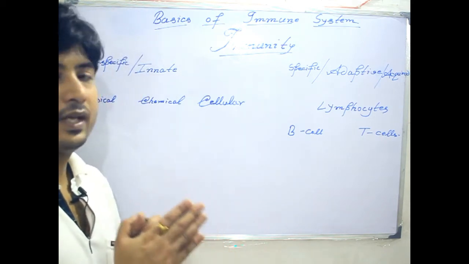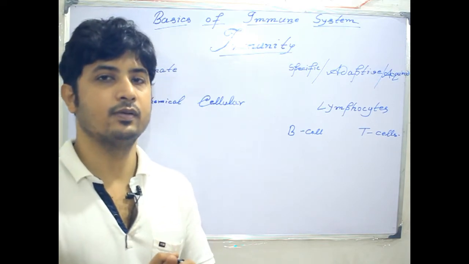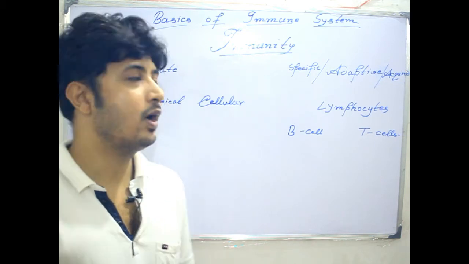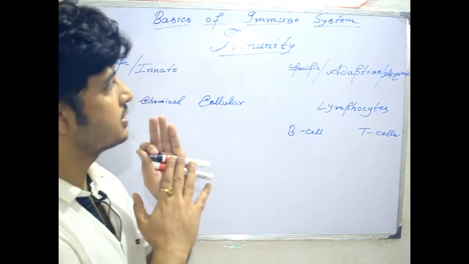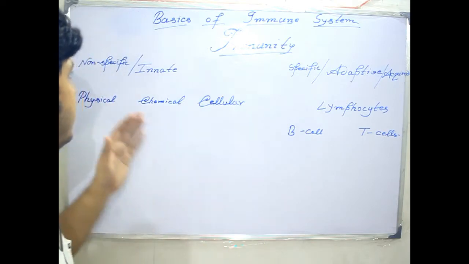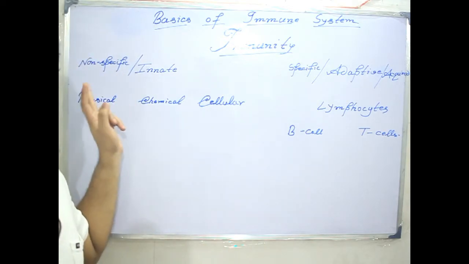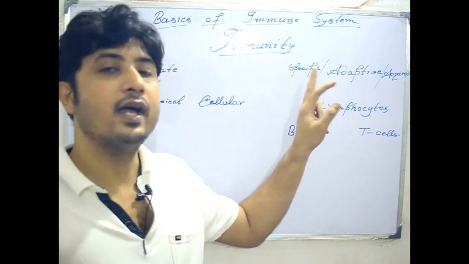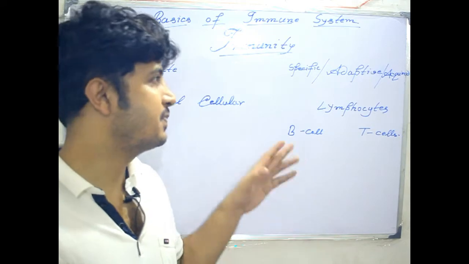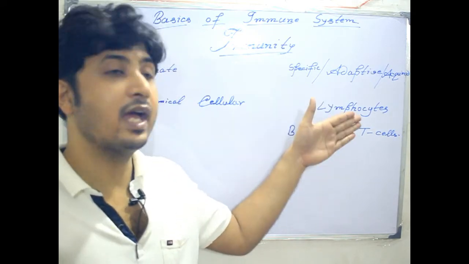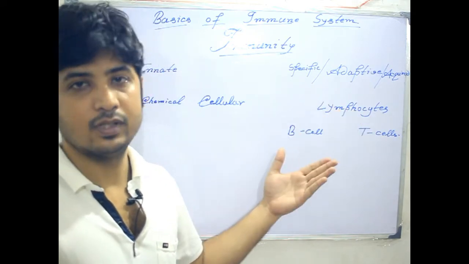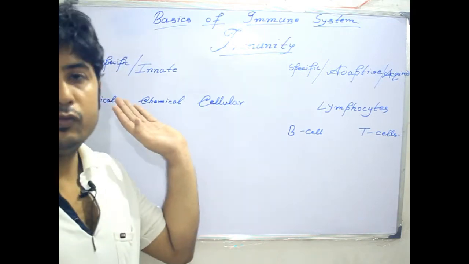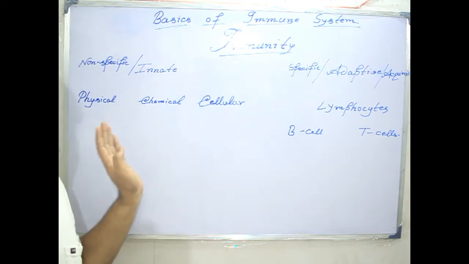Now the immunity by which our body protects itself can be divided into two types. One is innate immunity, another one is adaptive immunity. Innate is also called non-specific immunity, and adaptive is also called specific or acquired immunity. I will tell you specifically why it is specific, why it is acquired, and why it is adaptive, because the names have significance. So first I'll go for innate or non-specific immunity.